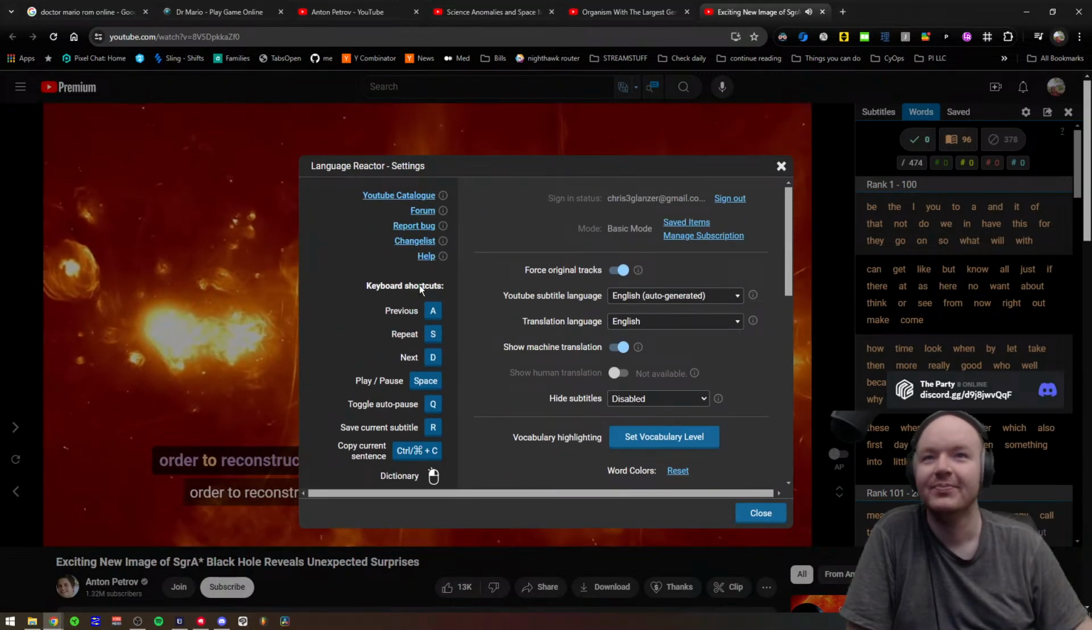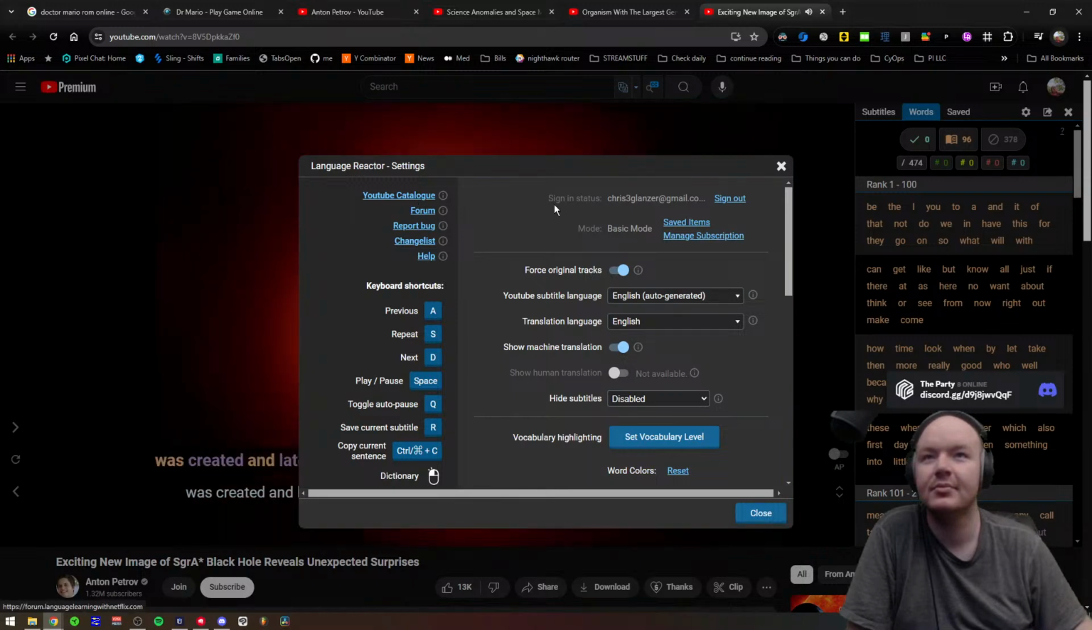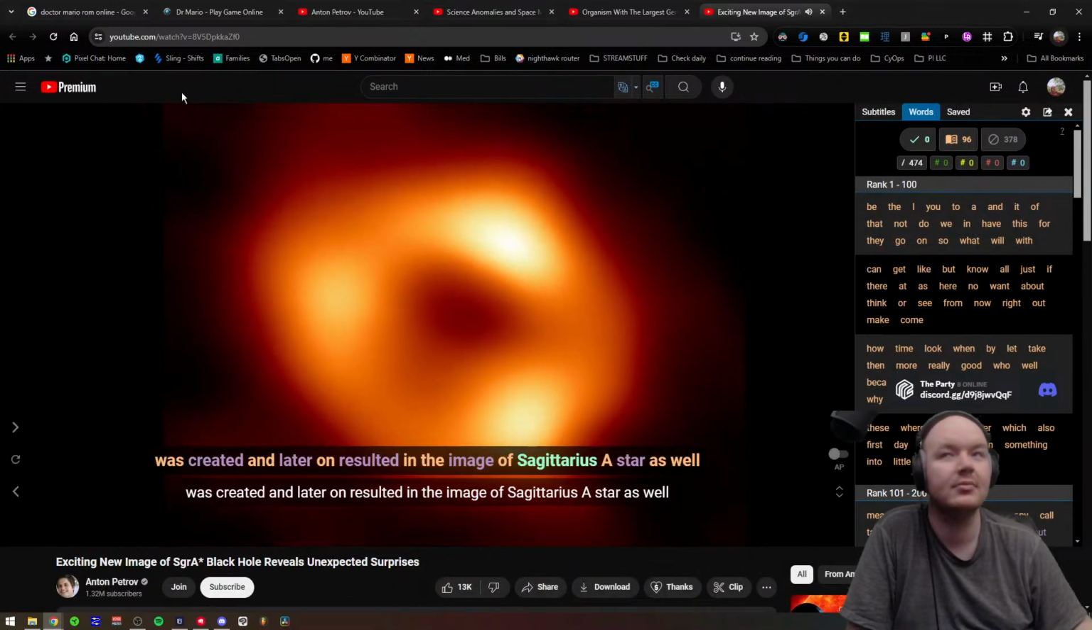A large array of telescopes, which you see right here, all pointing at the same target at the same time, with the data collected and analyzed in order to reconstruct a single image, which is pretty much exactly how this was created, and later on resulted in the image of Sagittarius A star.